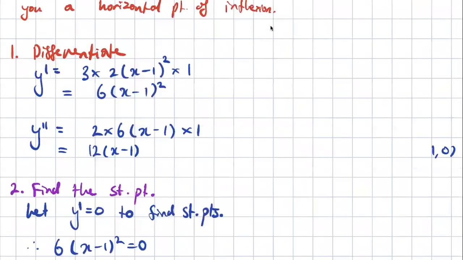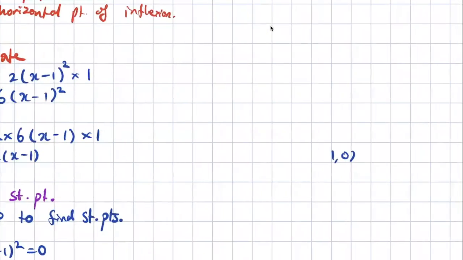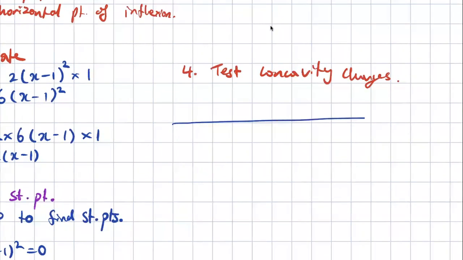Our step 4 is that we must test to check whether or not concavity changes. So step 4, test concavity changes. We draw our little table again. This is called the second derivative test, and we check between x and our second derivative.